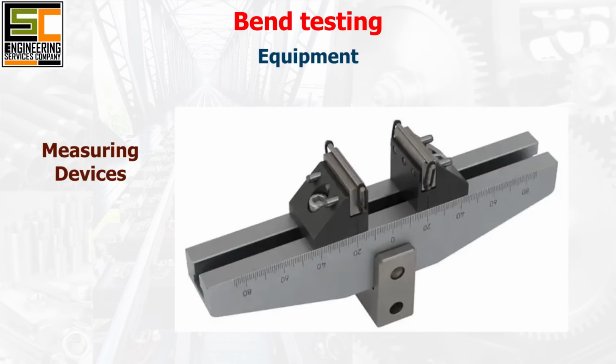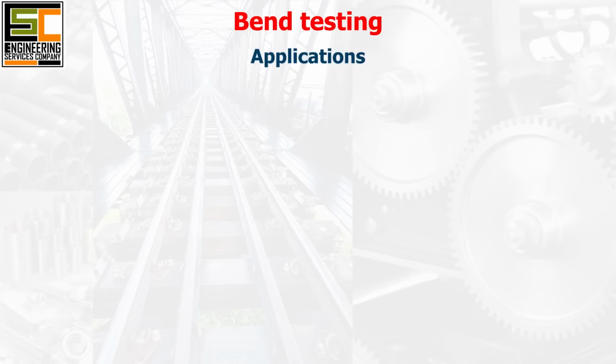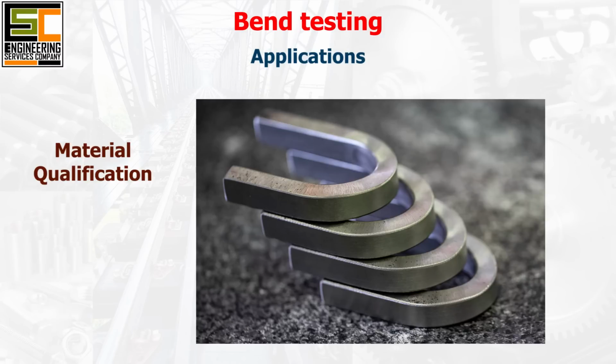Measuring devices. Instruments such as dial indicators or digital displacement sensors may be used to measure the specimen's deflection or bend angle during testing. Applications. Material qualification. Bend testing is used to qualify materials for specific applications, ensuring they meet performance and quality requirements.